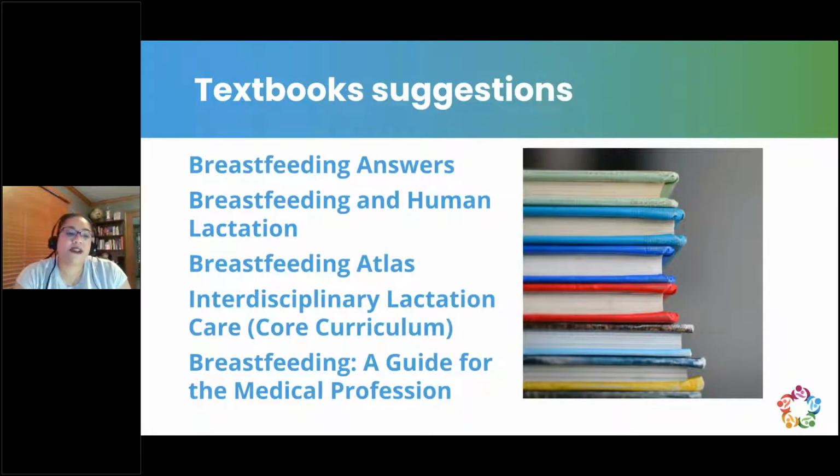There are some textbooks that are recommended or suggested for studying. There's Breastfeeding Answers by Mohrbacher, Breastfeeding and Human Lactation by Wambach and Spencer, the Breastfeeding Atlas by Barbara Wilson-Clay and Kay Hoover, Interdisciplinary Lactation Care, core curriculum edited by Campbell, Lauwers, Mannel, and Spencer, and Breastfeeding: A Guide for the Medical Profession by Doctors Ruth and Robert Lawrence.